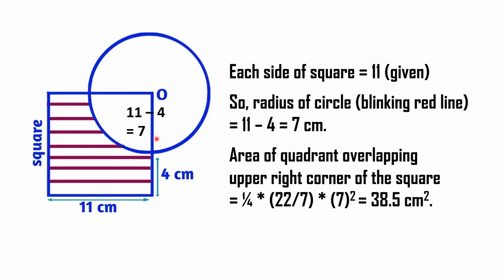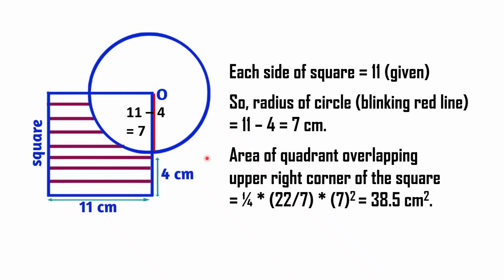Look at the red blinking line. That is the total side of the square, 11, minus the part outside the square, 4. 11 minus 4, 7 centimeters. That is the radius of the circle.